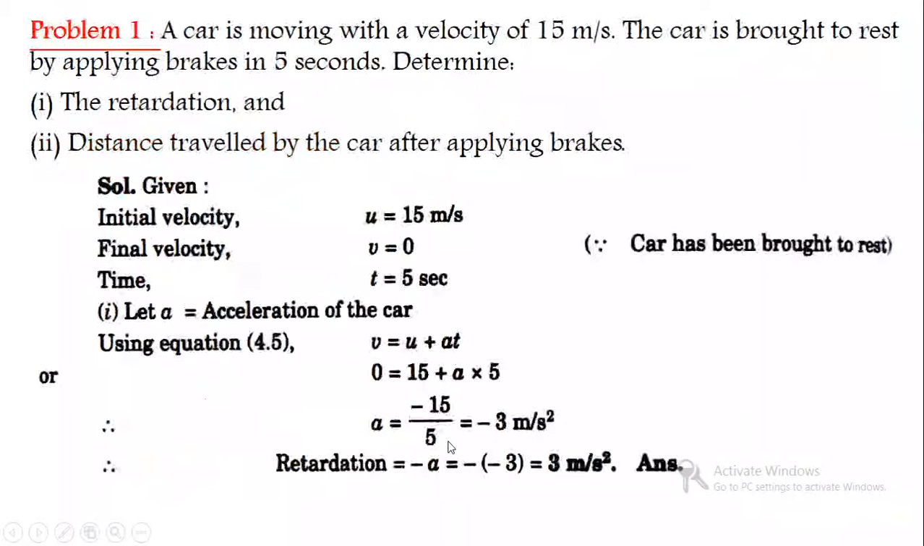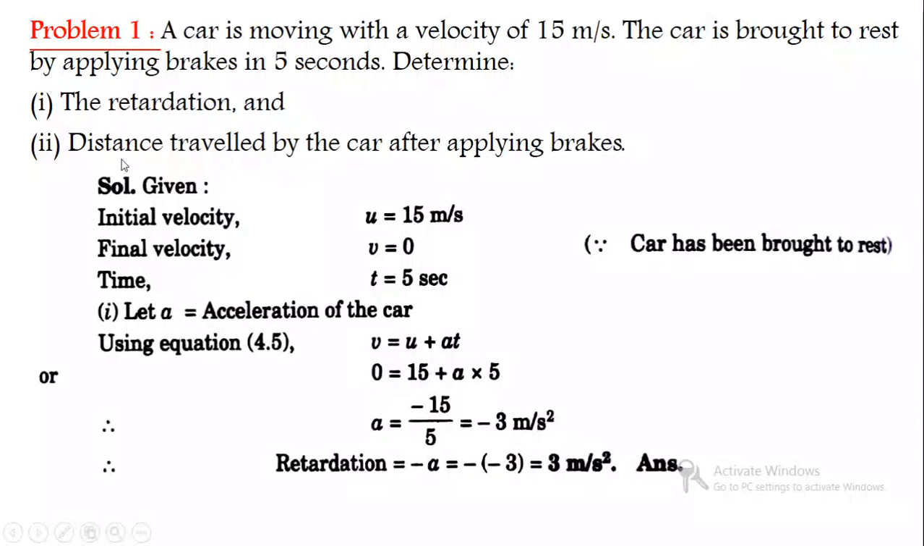Okay, next, see one simple problem. A car is moving with a velocity of 15 meters per second. The car is brought to rest by applying the brake in 5 seconds. After applying the brake, the car takes 5 seconds to stop. Determine the retardation. Retardation means that once the brake is applied, the acceleration will be reduced. The car is going at some velocity, suddenly we apply the brake, and the car's acceleration is reduced. So it is called the retardation.